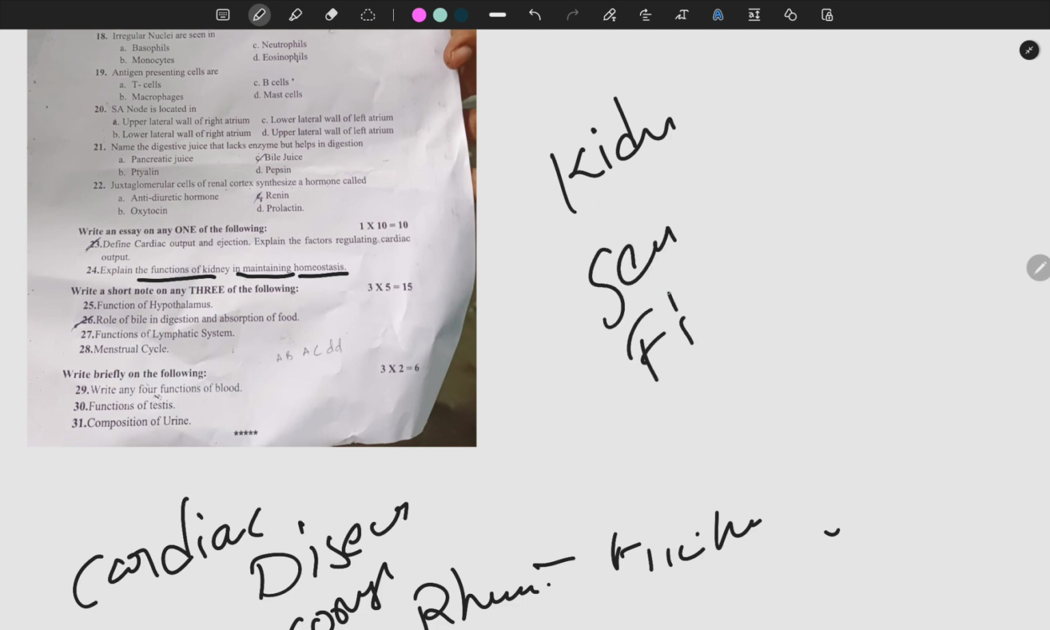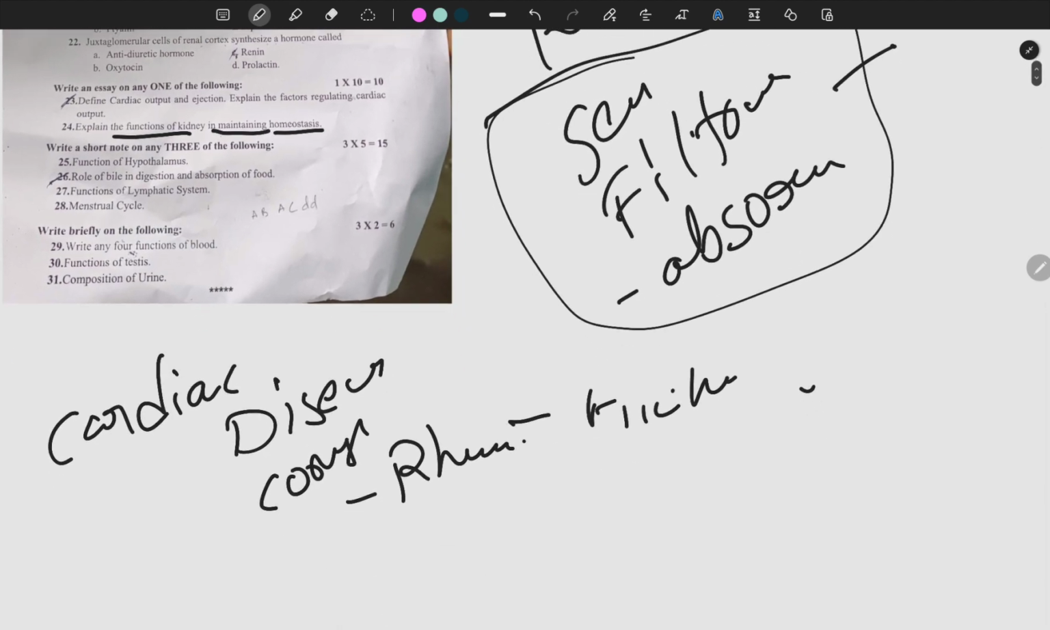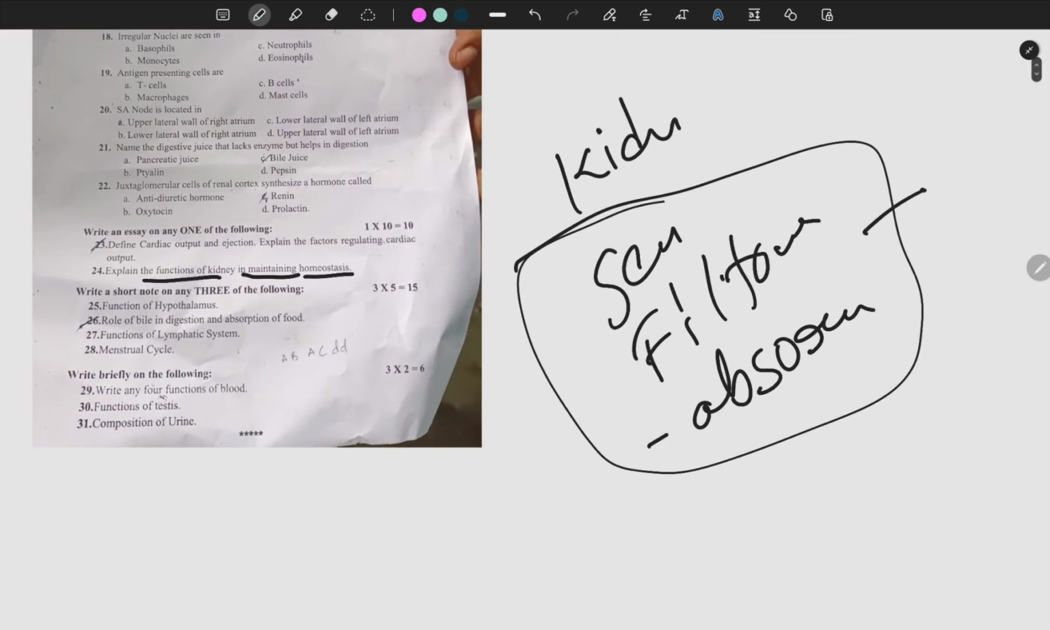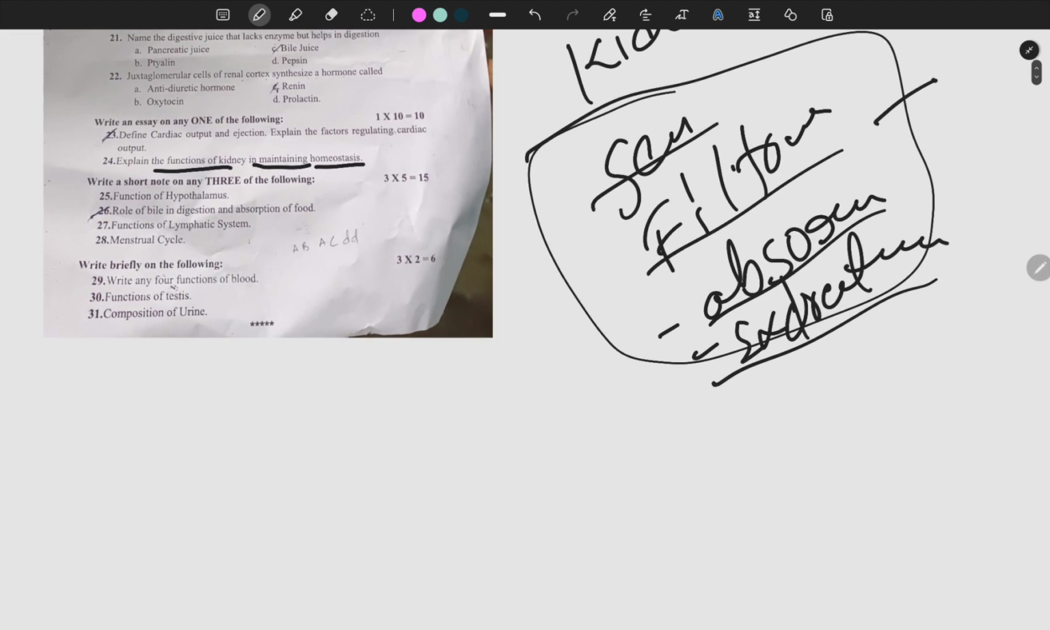Secretion, filtration, absorption. These are the main functions of the kidney. But if they ask about the renal system, you can write excretion. So secretion, filtration, absorption, and excretion. These are the functions of the kidney.